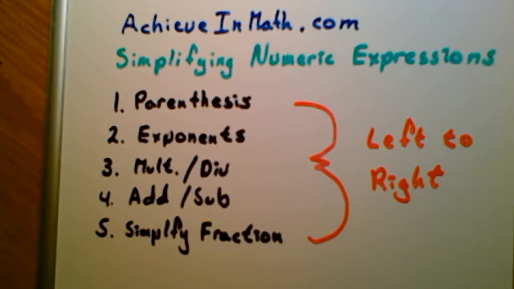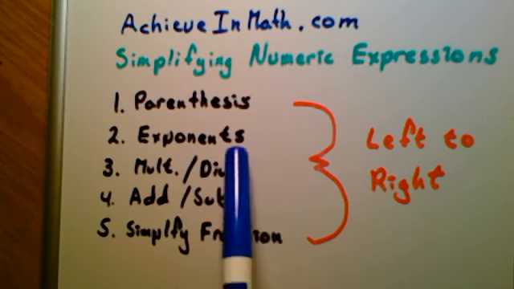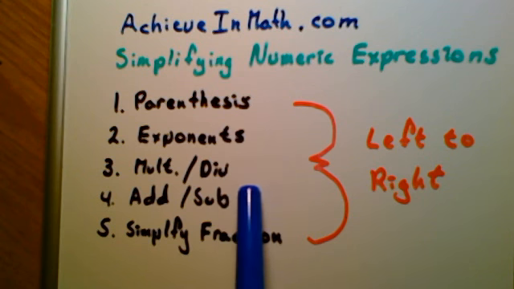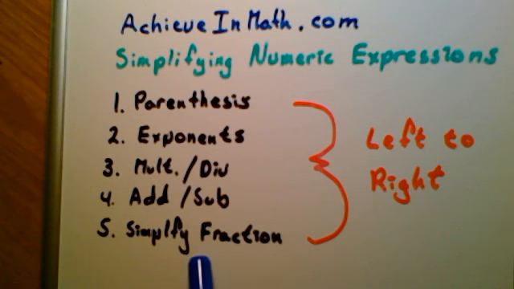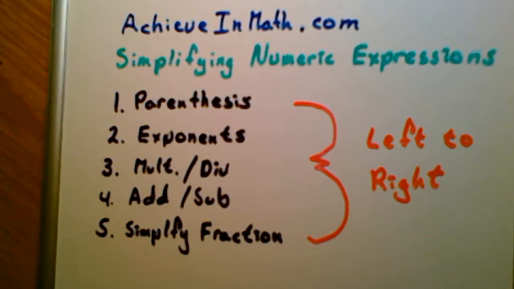Now it's really important to follow the order of operations to do these problems, or else you can make silly mistakes. The order of operations is parentheses first, then exponents, multiplication and division, addition and subtraction, and then if there's a fraction to simplify, you do that at the very end. You always work from left to right, just like you were reading a book. Let's take a look at three problems involving this.